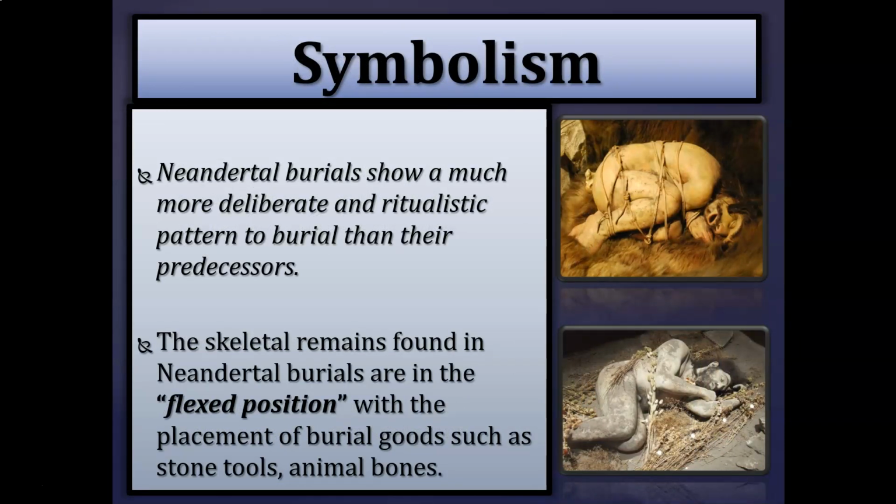Other evidence of symbolism, complex symbolism among Neanderthals. There are several Neanderthal burials that show that they intentionally and deliberately buried their dead in a pattern that's much more ritualistic than their predecessors. So you see that oftentimes Neanderthal skeletal remains are found in this flex position, with the placement of burial goods such as stone tools, animal bones, and even floral remains.